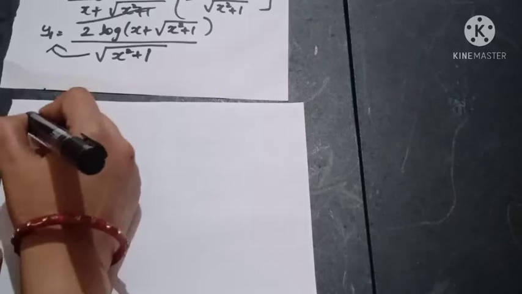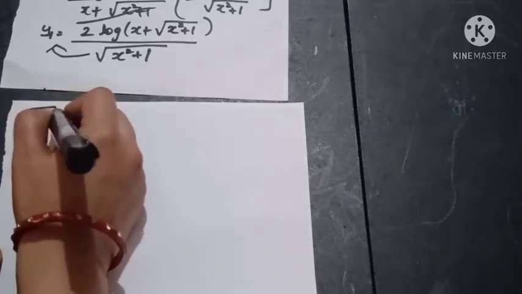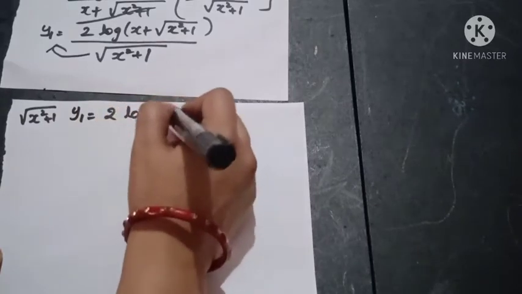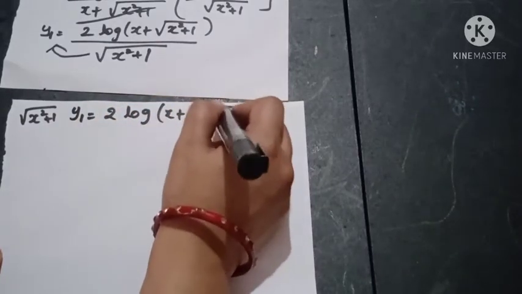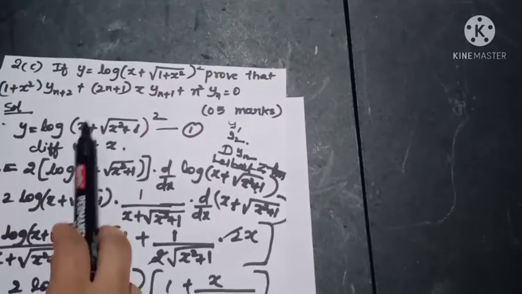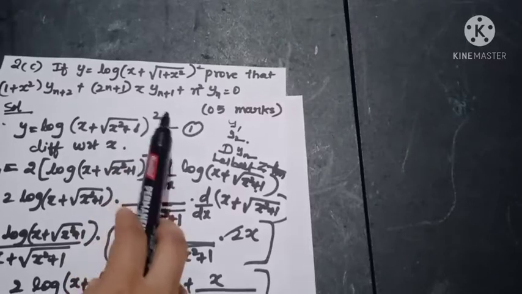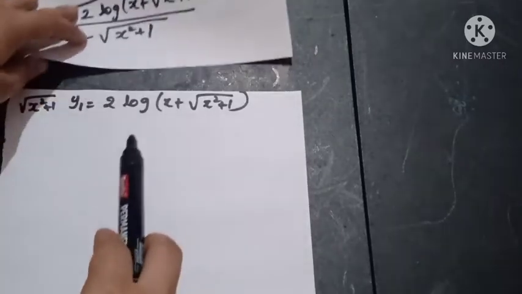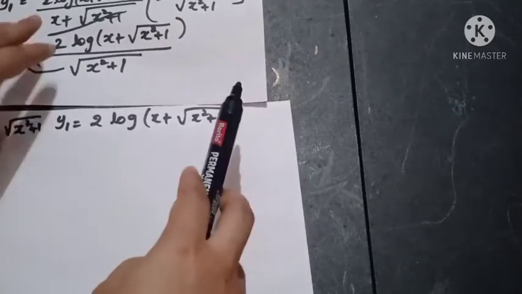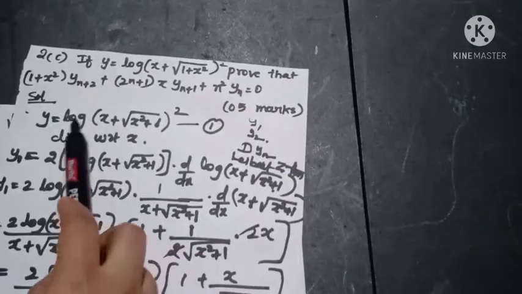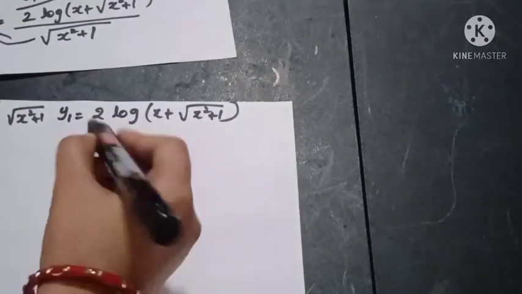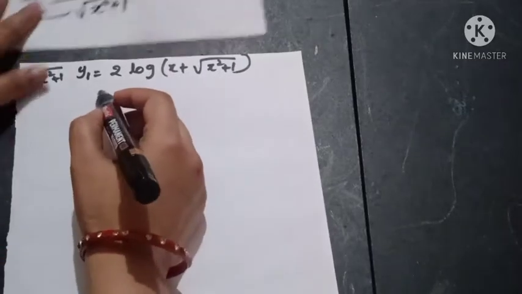So what we get is square root of x square plus 1 into y1 is equal to 2 log x plus square root of x square plus 1. Now we know that log of x plus square root of x square plus 1, whole square, is y. So squaring on both sides, we get that entire value as y. So what we'll do is we'll square on both sides.